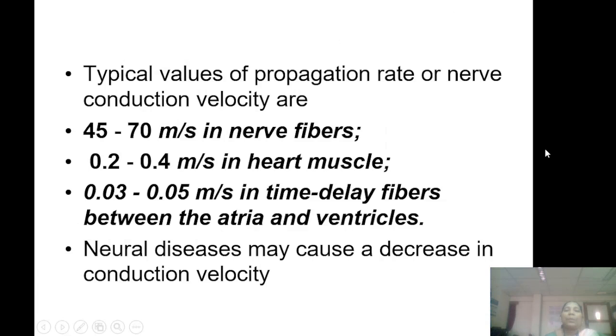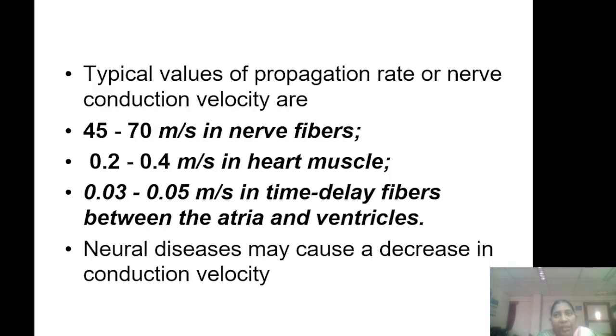And if you see the typical nerve conduction velocity values in the case of nerve fibers, the range is 45 to 70 meter per second. And in the heart muscles, definitely the conduction velocity is less, 0.2 to 0.4 meter per second. And in the case of conduction between the atria and the ventricles, it is very low in nature, 0.03 to 0.05 meter per second.